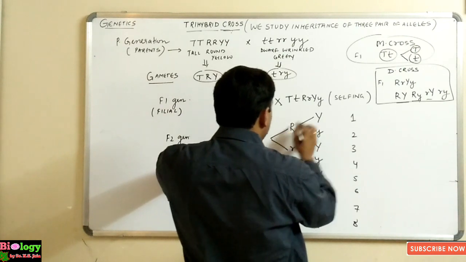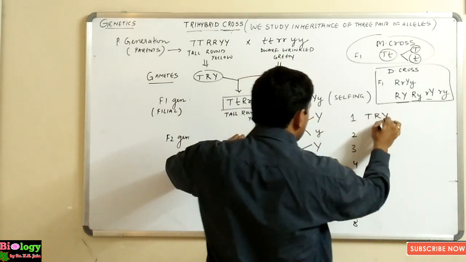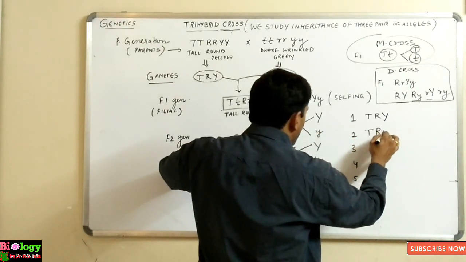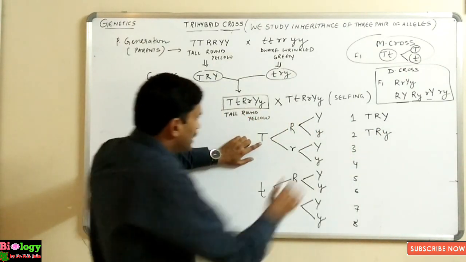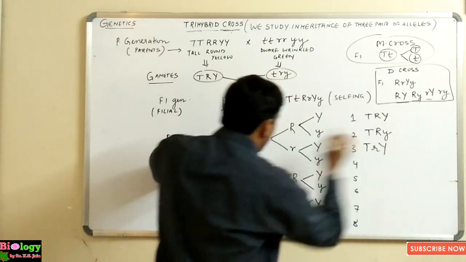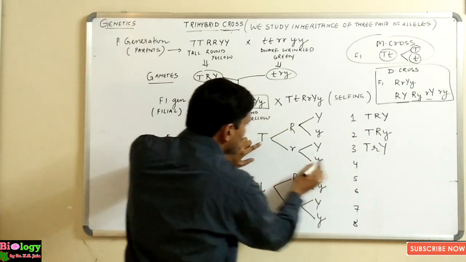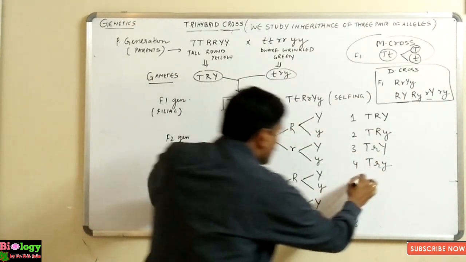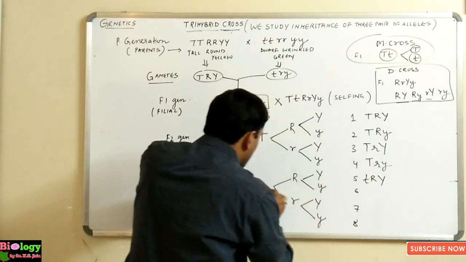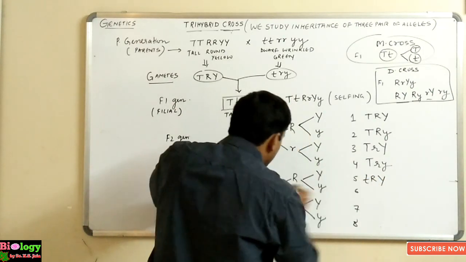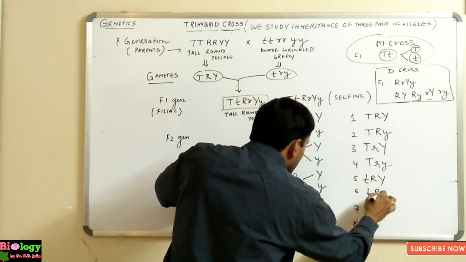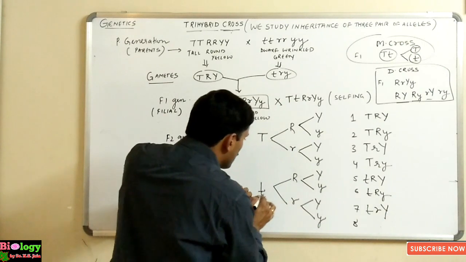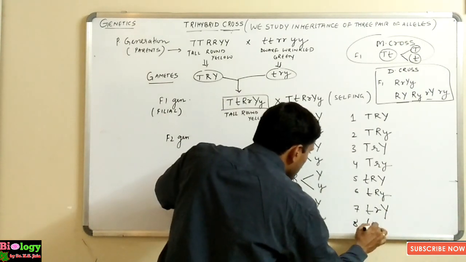See here, capital T, capital R, capital Y. I am making the gametes here, just concentrate. Capital T, capital R, small y. Then capital T, small r, capital Y, then capital T, small r, small y. Okay, got it? Then cross this one: small t, capital R, capital Y, then small t, capital R, small y, then small t, small r, capital Y, and then small t, small r and small y.